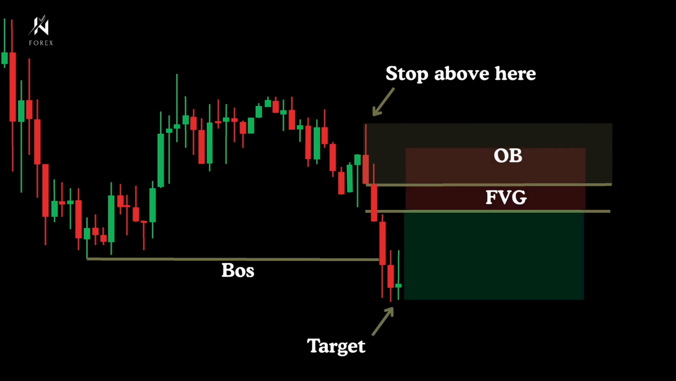If we attempt to use a tighter stop loss, it would fall within the supply zone itself, an area that carries significantly higher risk.